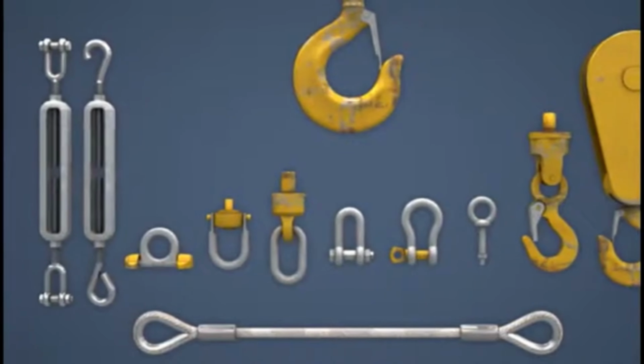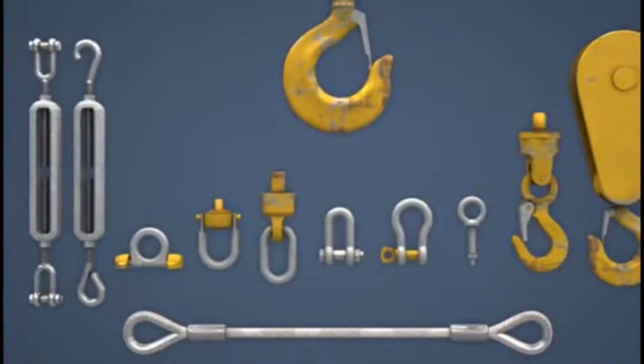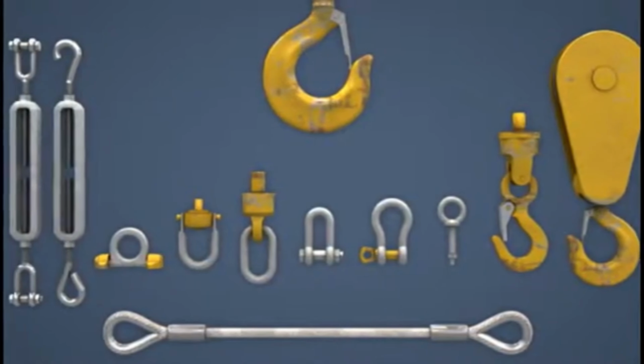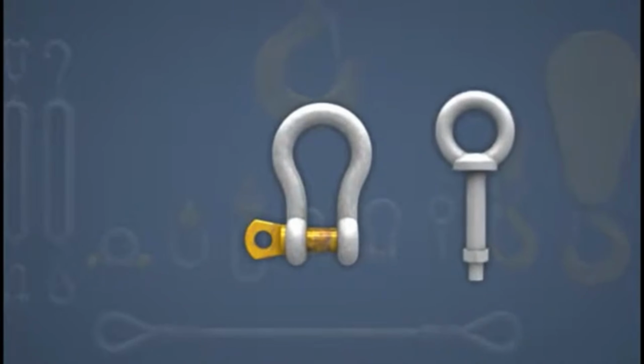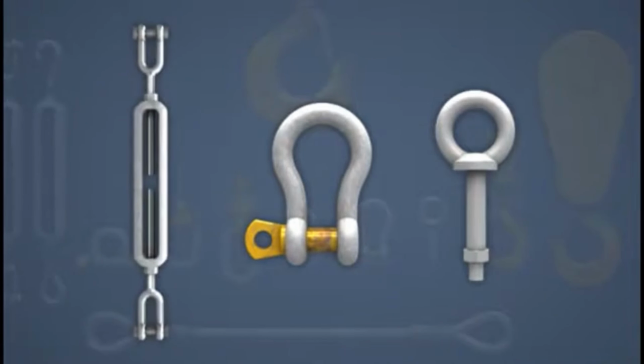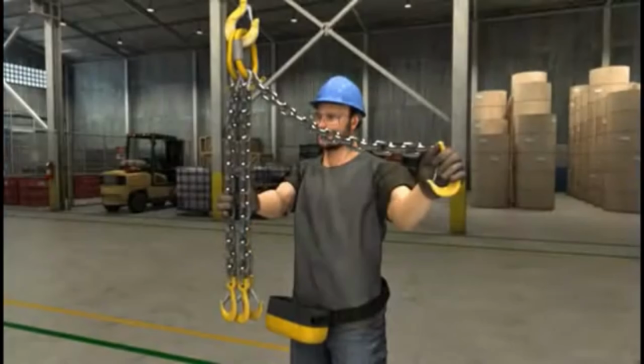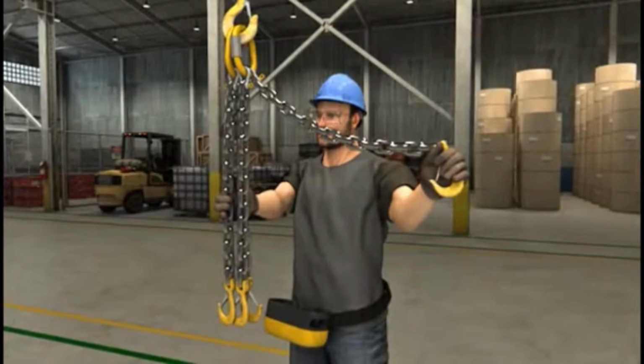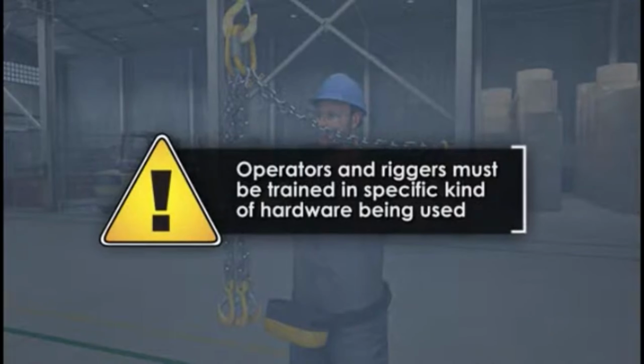There are many types of hardware components used to aid the rigging and lifting process. Examples of hardware are shackles, eye bolts, and turnbuckles. The proper use of hardware components requires extensive rigging knowledge. Operators and riggers must be trained in the specific kind of hardware being used.